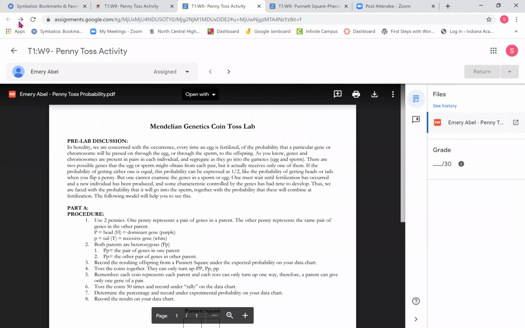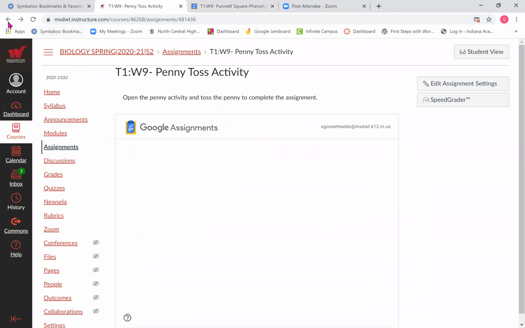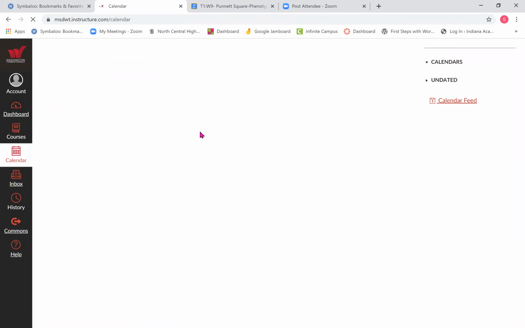Okay, so this activity, let's go backwards because, oh my goodness, I can't get there. Okay. This activity, let's go back to calendar because I don't see the date on there. But let's look at the date.